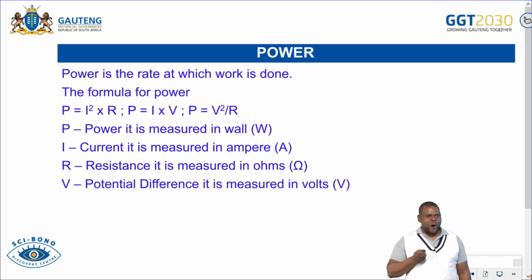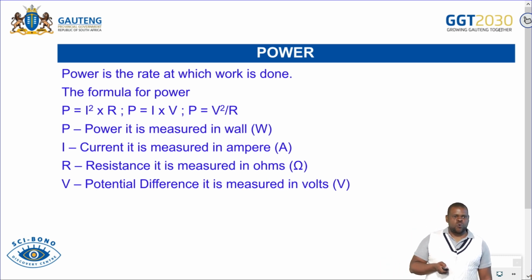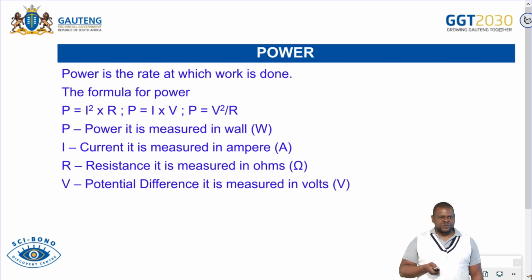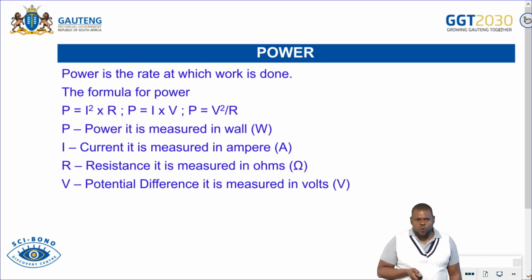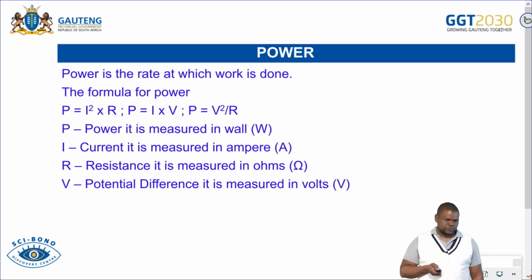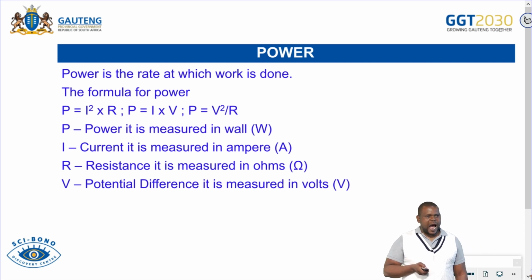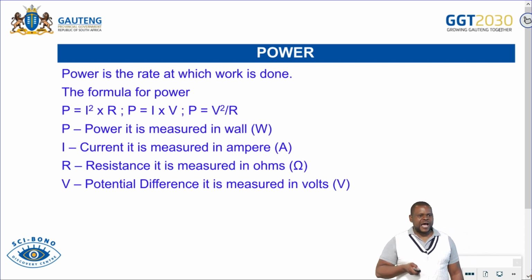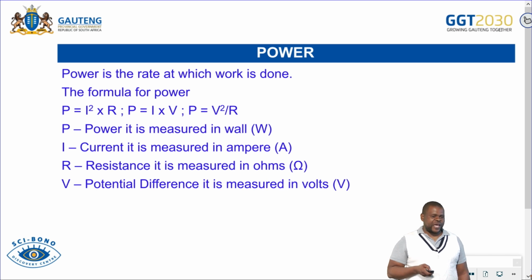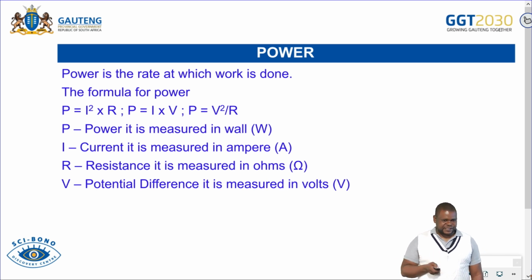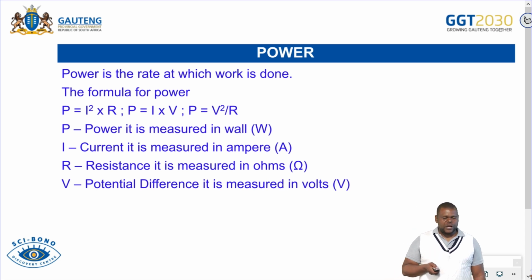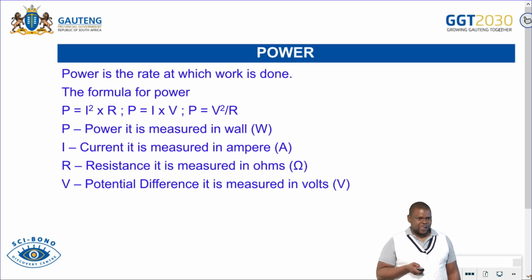And then P, in this case, stands for power, which is measured in watt, not walls. It's measured in watts, grade 11. It's not wall, it is watt, W-A-T. And then the symbol for watt is W. And then I stands for current, which is measured in ampere, and the symbol for ampere is capital letter A. Then we know that R is for resistance and is measured in ohms, and the symbol for ohm is what? Omega.